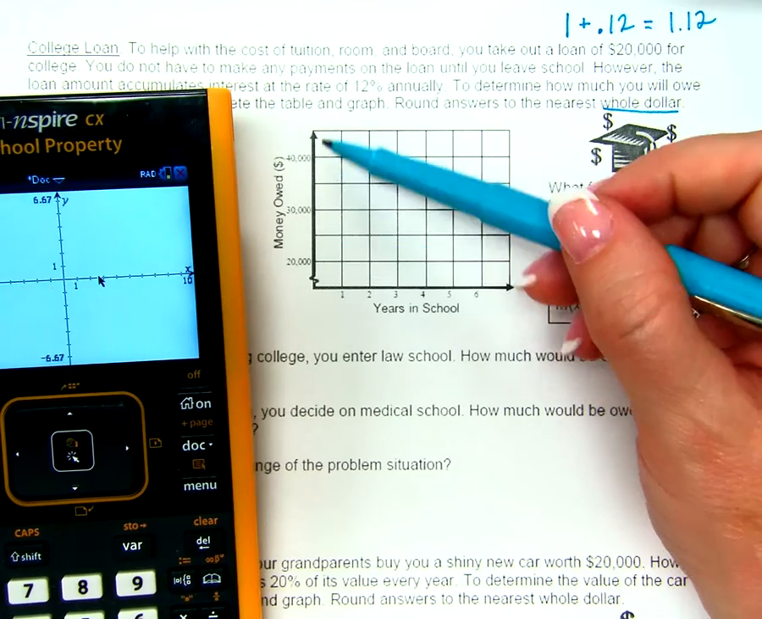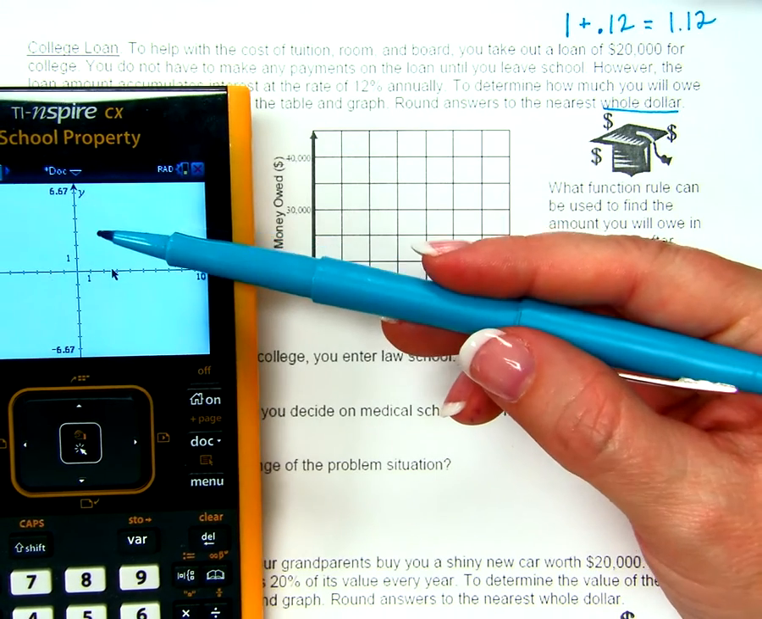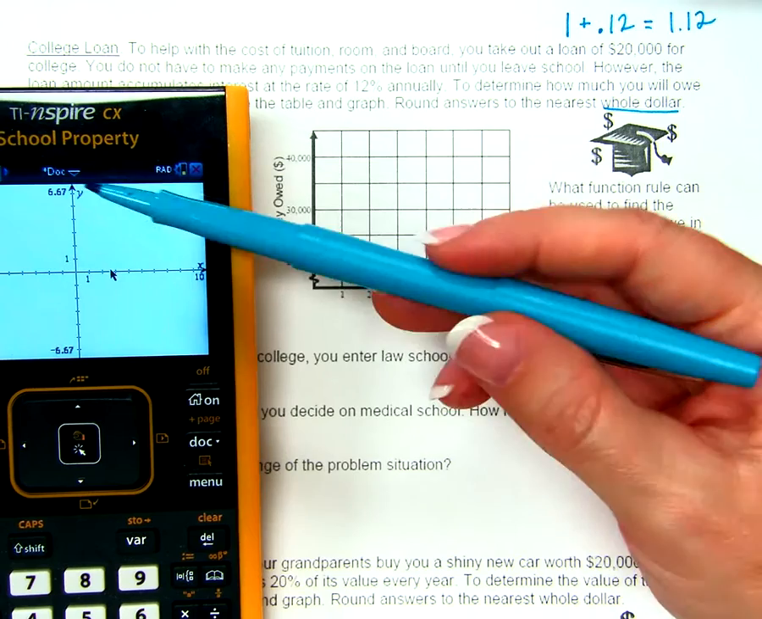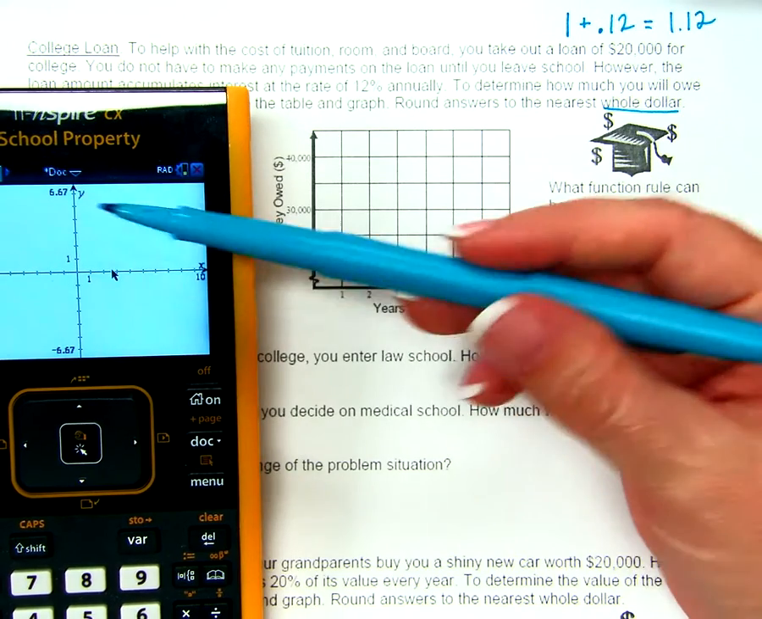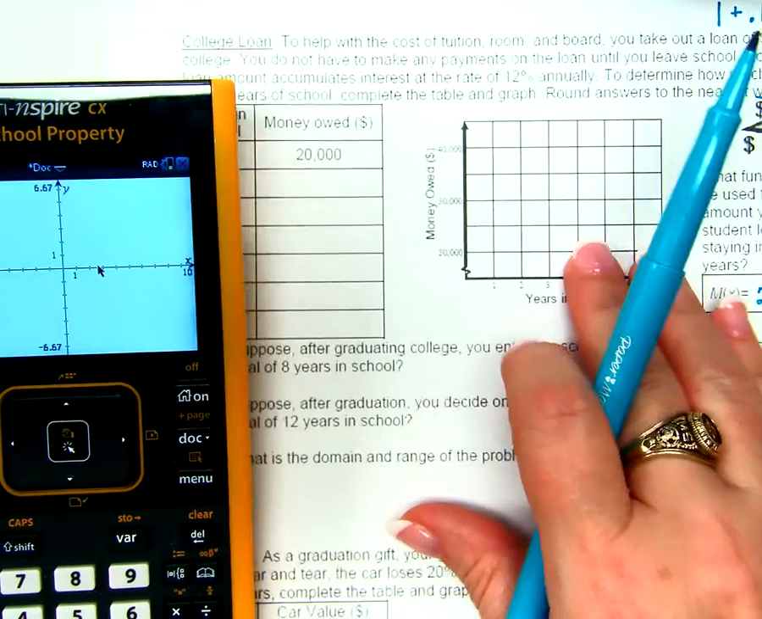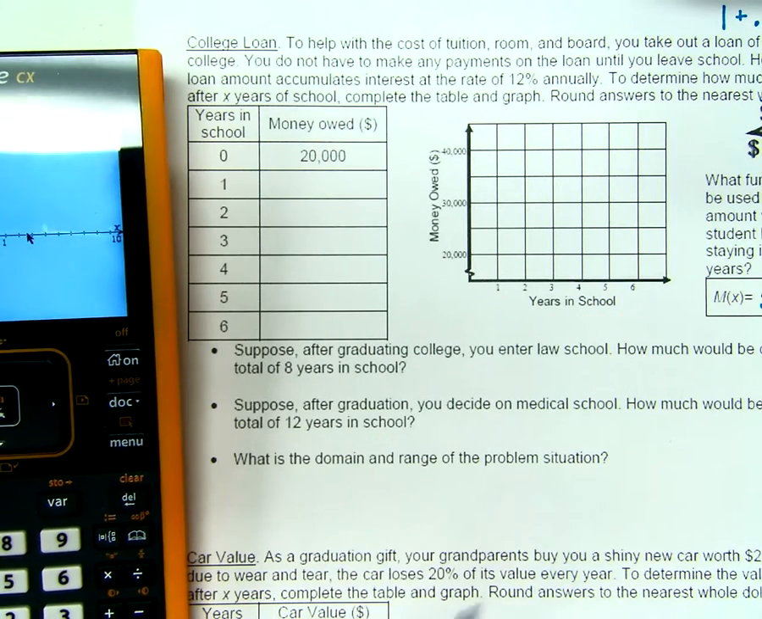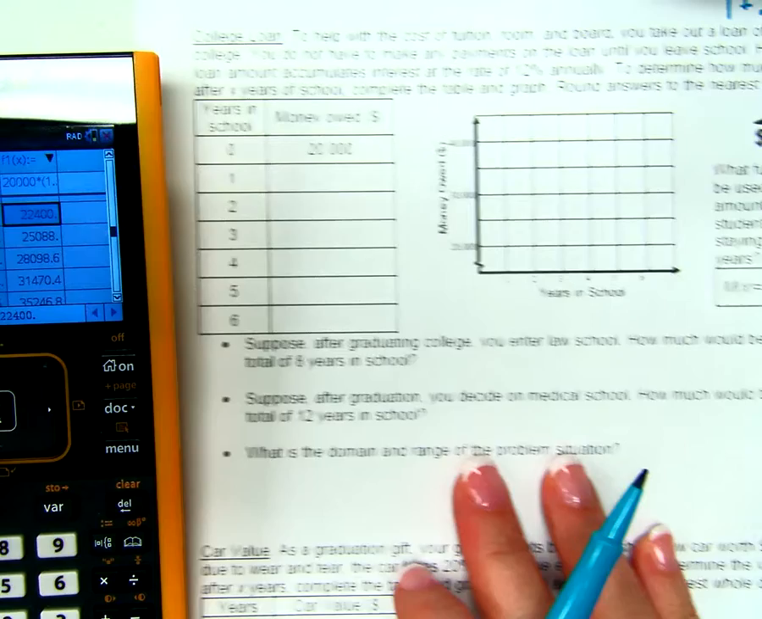Oh, well, my graph here goes to 40,000, and my graph here goes to 6. Okay, so nothing's broken. I just haven't gotten it high enough. So I'm going to have to change my window if I actually want to use my graph to graph this. But I could use my table to graph it, couldn't I? Okay, so Control T will take me to my table.